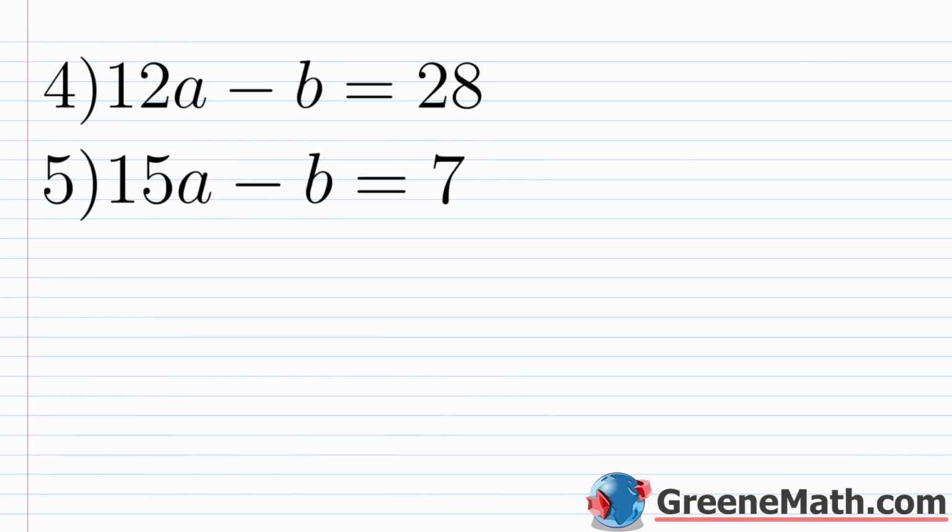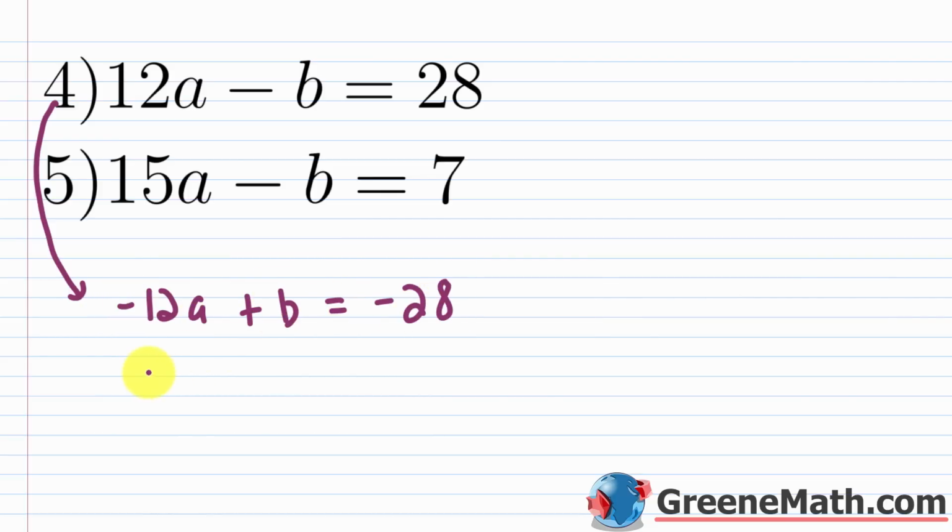So now that we have our equations number 4 and number 5, let me just modify this equation number 4. I'm going to multiply everything by negative 1. So this would be negative 12a, and this would be plus b is equal to negative 28. Again, let me fix this one more time. So this would be 15a, with a plus right there, then minus b equals 7.